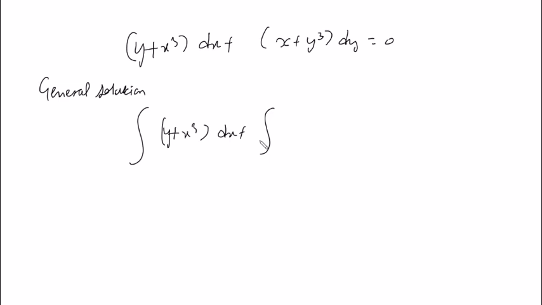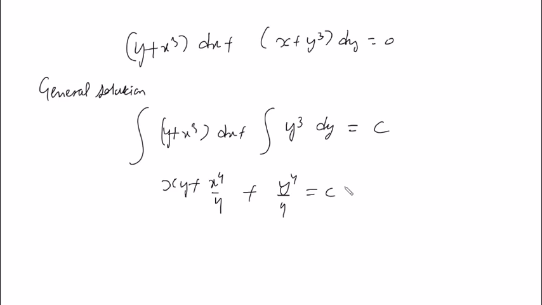Here I just have to pick those terms where x or any function of x is not there. So there are two terms, x and y cube. I will be just picking y cube because the other term contains x. And the first one, integrate with respect to x: xy plus x raised to power 4 by 4 plus y raised to power 4 by 4 is equal to c. So that's the general solution. That's the answer.